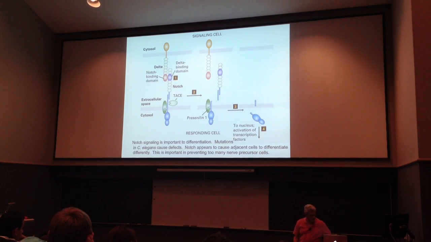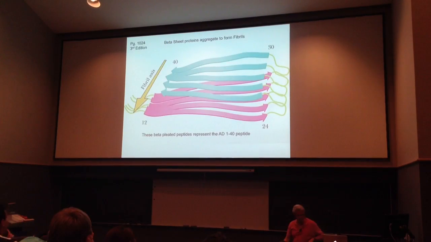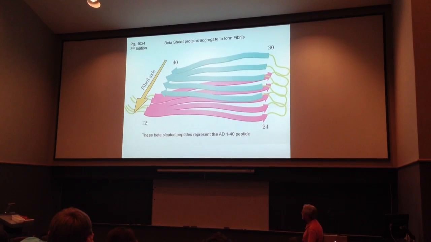Cells differentiate differently. Make sense? So what happens to these beta amyloid peptides? I told you before that we have these hydrophobic regions. And what happens is these hydrophobic regions actually interact like this.